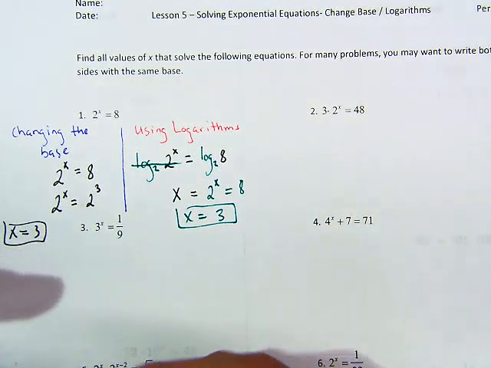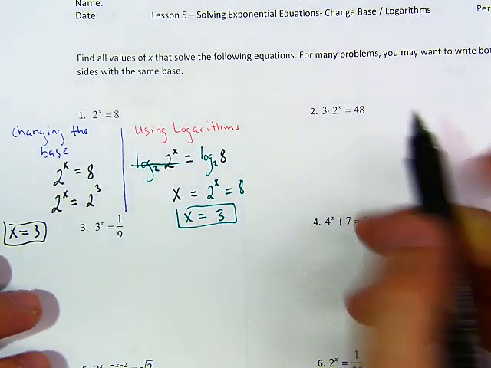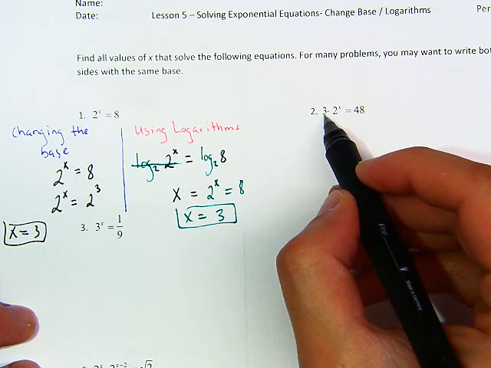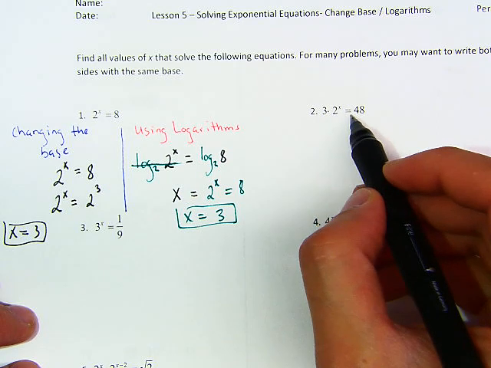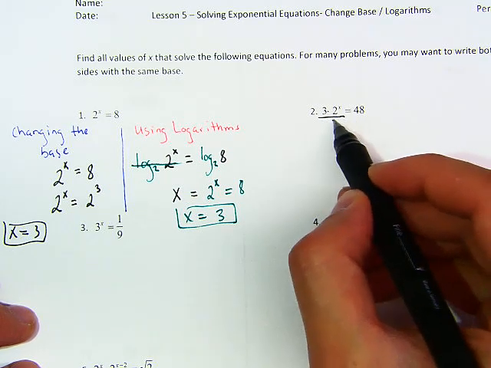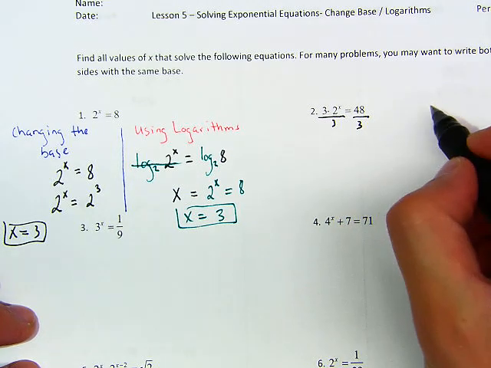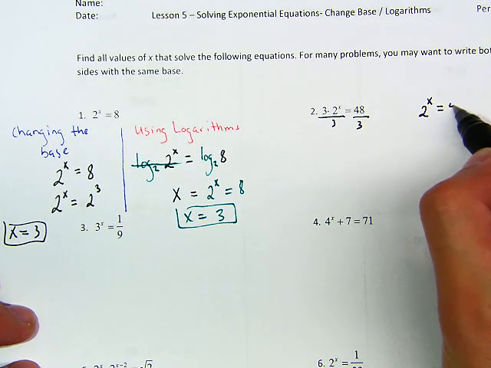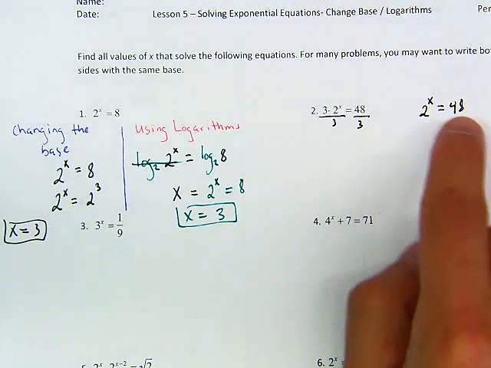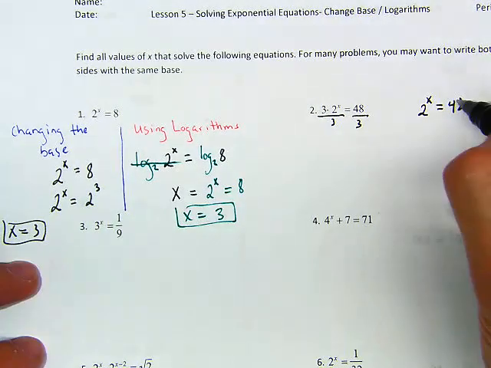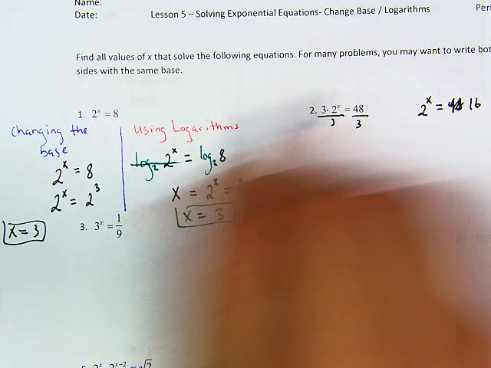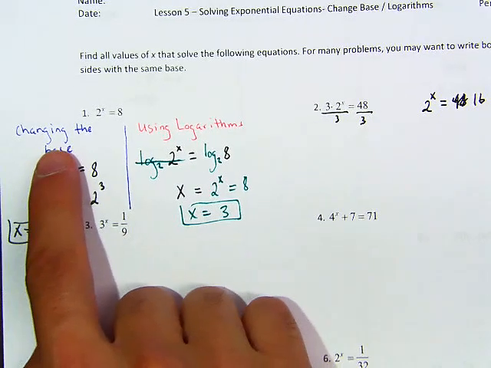Let's try and look at this one together. What would be the first move? It says 3 times 2 to the x is equal to 48. So if I divide by 3, we have 2 to the x is equal to, oh, I'm sorry, not 48. What am I talking about? 16. Now, how can I use these two different properties?